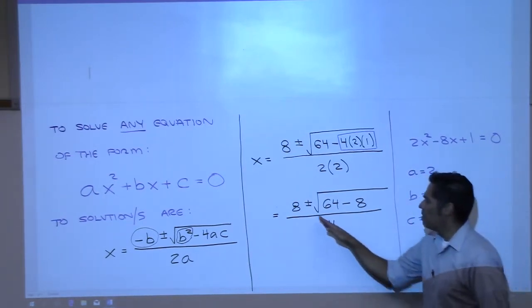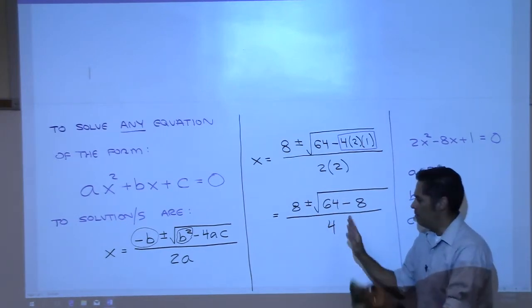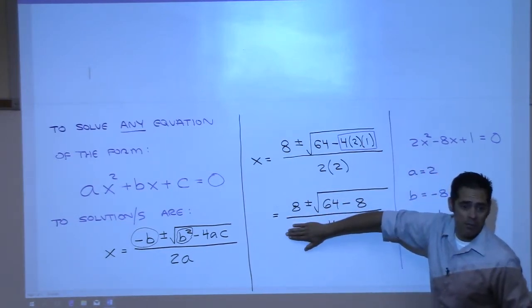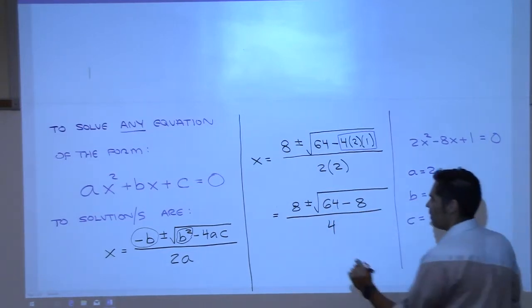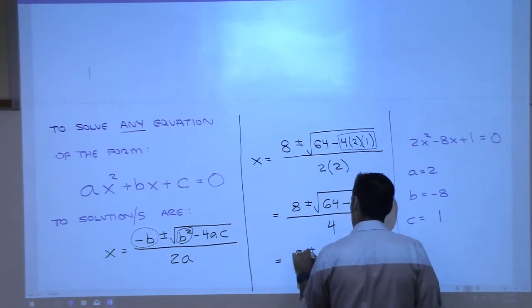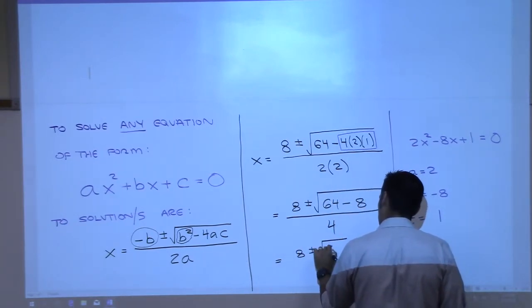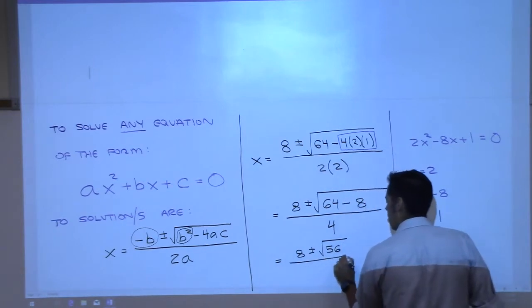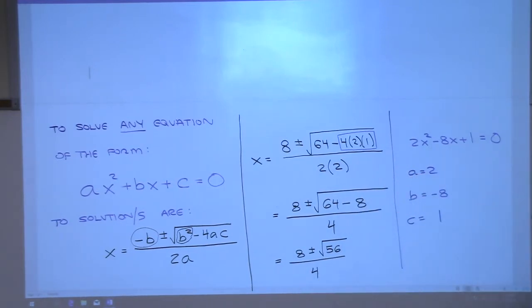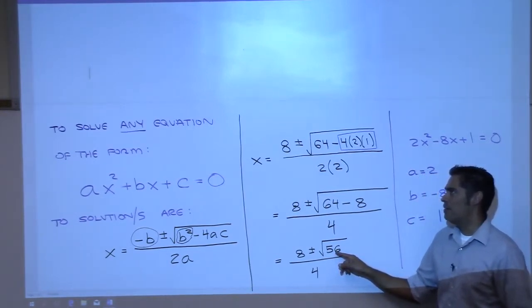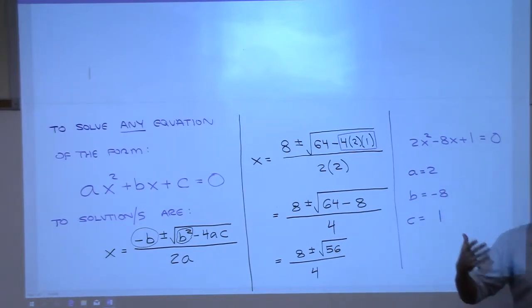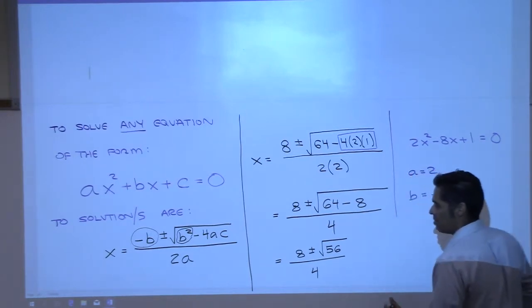You do not try and divide 4 into these right now. No, no, no, no. Don't. This 4 is going to be the last thing we do. All right? So I'm going to do 64 minus 8 right now, which is 56. 8 plus or minus root 56 over 4 still. And now we've hit a critical point. Is 56 a perfect square? In other words, do you know a number that when you square it, you get 56? No, right? It's not one of the common ones. So calculator time.